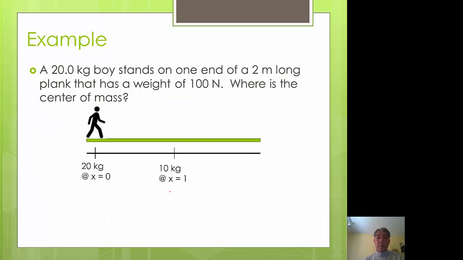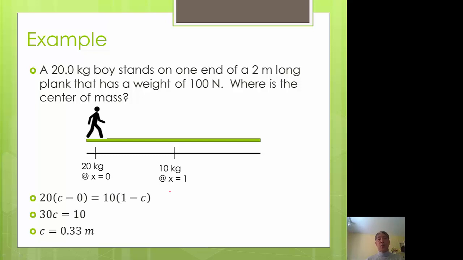where delta x1 and delta x2 are the distances. So for example, a 20 kilogram boy stands on one end of a 2 meter long plank that has a weight of 100 newtons. Because it's a uniform plank, we assume the center of mass is exactly in the middle. The boy we're going to treat as a point particle, so we call him 20 kilograms at x equals 0. Meanwhile, the plank has a 10 kilogram mass, and we put that right in the middle, x equals 1 meter.